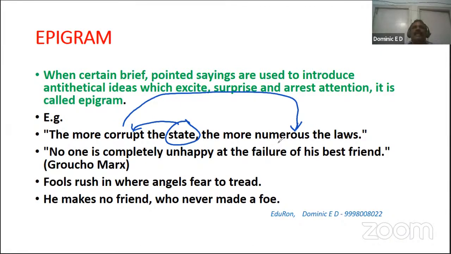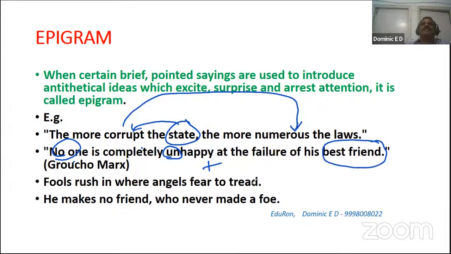No one is completely unhappy at the failure of his best friend. If you look at the meaning, you can understand. You may be considered to be the best friend, but sometimes what happens? No one is completely unhappy. Unhappy and no one, two opposites are giving a positive meaning. It means everybody will feel, frankly speaking, frankly meaning a very honest answer, a bit within, it's good that he is a failure. But God forbid, that is not a good nature.